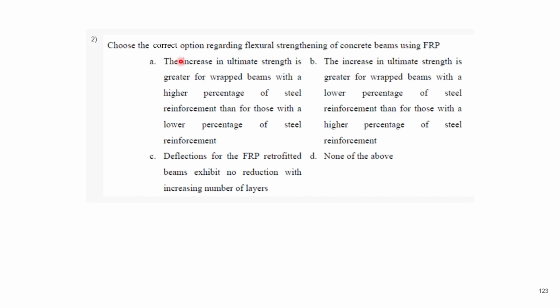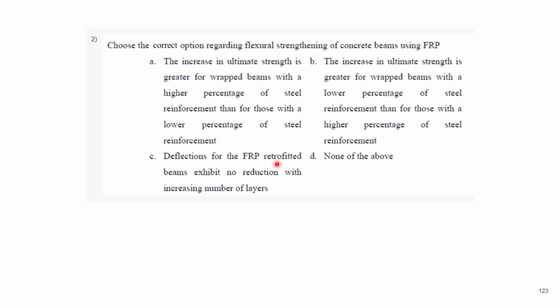Second question, choose the correct option regarding flexural strengthening of concrete beams using FRP. A, the increase in ultimate strength is greater for wrapped beams with a higher percentage of steel reinforcement than for those with a lower percentage of steel reinforcement. B, the increase in ultimate strength is greater for wrapped beams with a lower percentage of steel reinforcement than for those with a higher percentage of steel reinforcement.